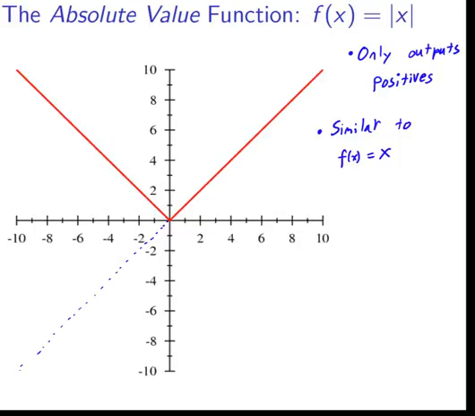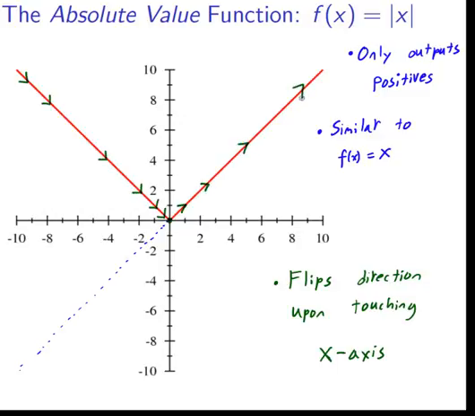So the thing to notice is that in a way, it flips its direction upon touching the x-axis. What I mean by that is, let's imagine that we start over here at negative 10. We'd get positive 10, and we're moving this way. We now plug in negative 8. We get positive 8. We plug in negative 4. We get positive 4. We're going this way. All of a sudden, we hit zero. We hit a height of zero, and it bounces up. It flips to going this way right here. And this is because it only outputs positives. So when we would get below the x-axis, it has to bounce off, because otherwise we'd be outputting a negative. So it flips the direction that it's going in upon touching the x-axis.